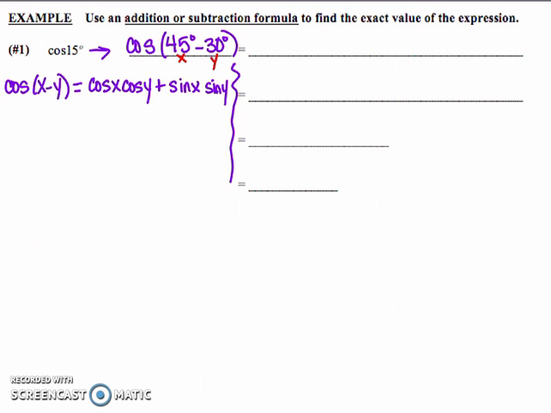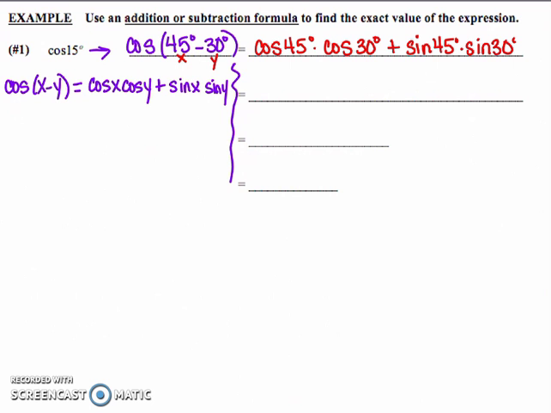So this would be the cosine of x, so the cosine of 45 degrees, times the cosine of y, so the cosine of 30 degrees, plus the sine of x, which is 45 degrees, times the sine of y, which is 30 degrees. Now, since these are nice unit circle values, we know the cosines and sines of these values at 30 degrees and 45 degrees.